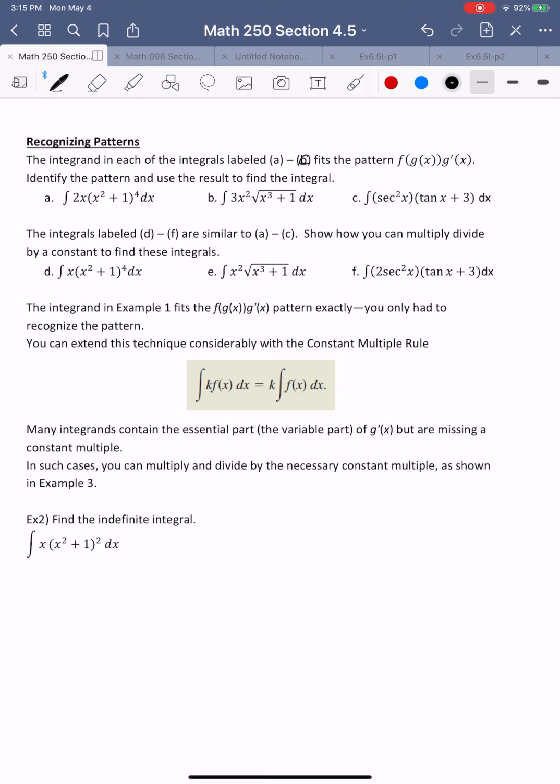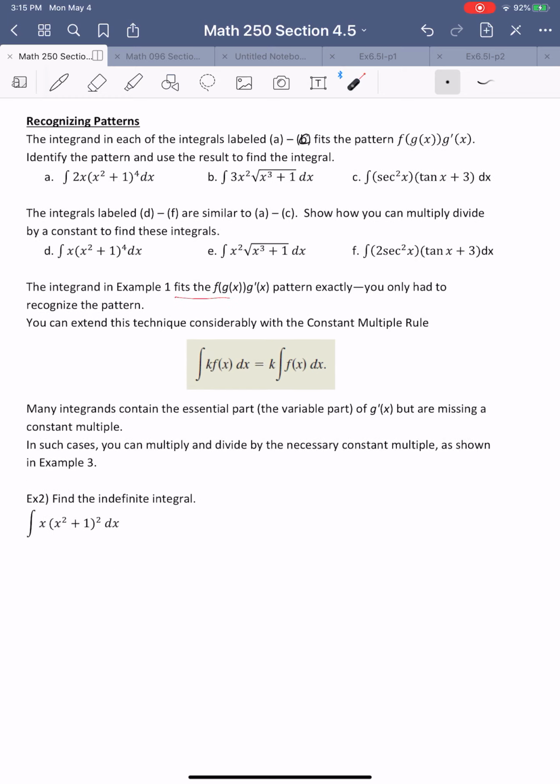Okay. So the integrand in example 1 fits the f of g of x times g prime of x pattern exactly. You only have to recognize the pattern. You can extend this technique considerably with the constant multiple rule. If k is a constant, you can also pull it out. Alright, so let's try this one.